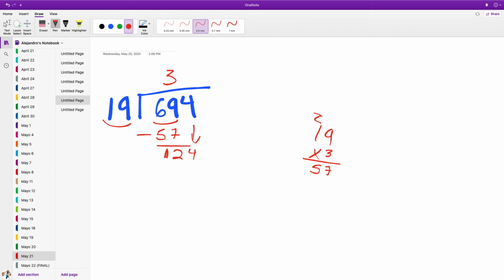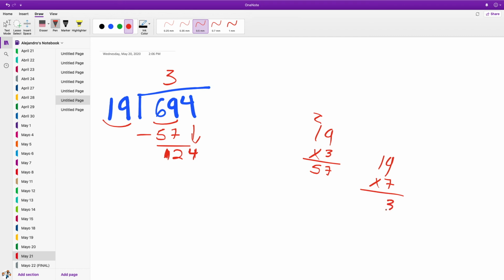Okay, so now how many 19s make 124? Let's go ahead and take another guess. So what do you think, guys? 9 times what? Maybe what do you say, 7? Let's go ahead and try 7. Why not?